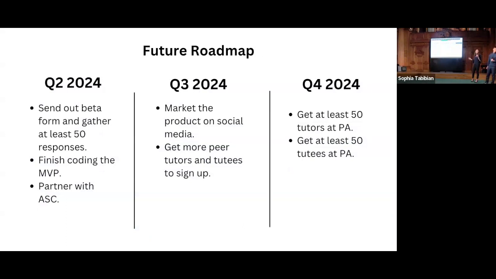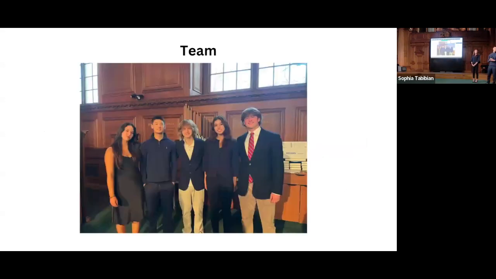In the fourth quarter of 2024, we want at least 50 tutees and 50 tutors at Phillips Academy to be using Conference. Once we've established ourselves in Phillips Academy, we plan to move on to other boarding schools with similar peer tutoring systems. So why are we the team to do it? We are the team to do it due to our diverse range of expertise.